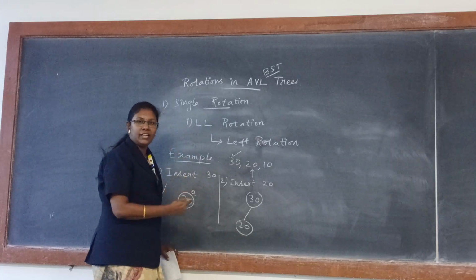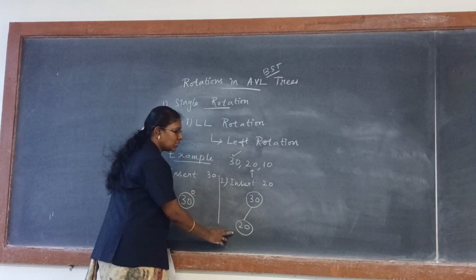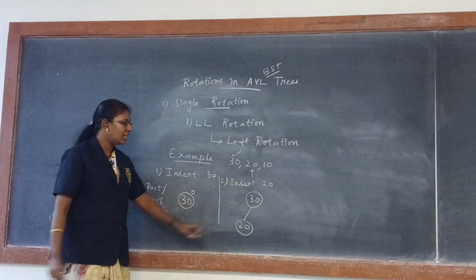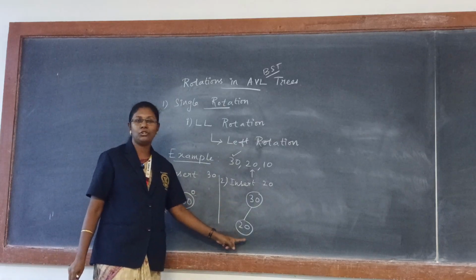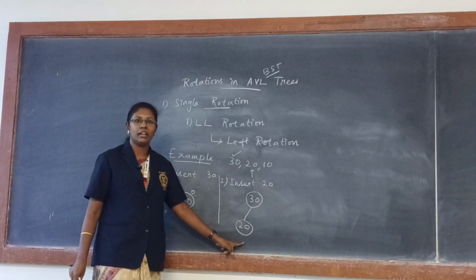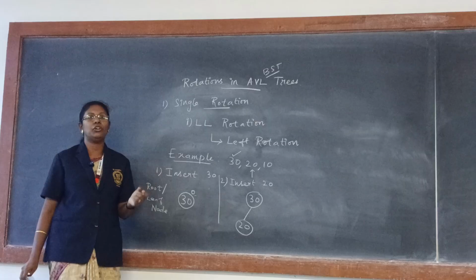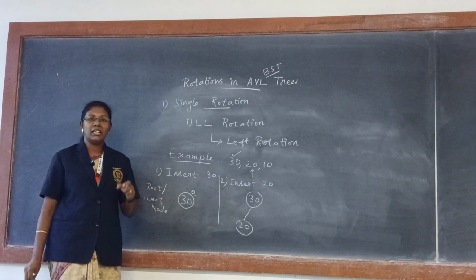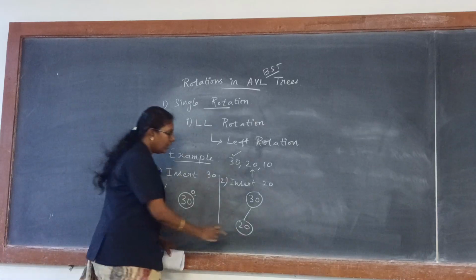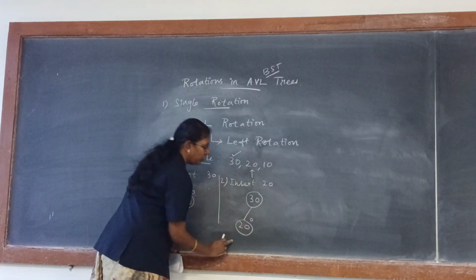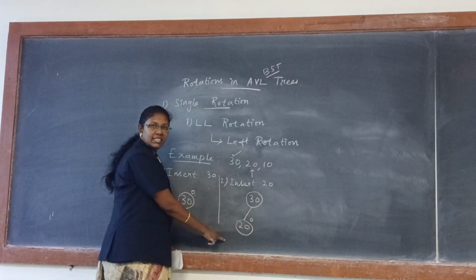Now I'm going to calculate the balance factor. So what is the balance factor for this 20? 20 is the leaf node here. Whatever leaf node is in the tree, we put the value of the balance factor as 0 only. That's why I'm going to put the balance factor as 0, because 20 is the leaf node.